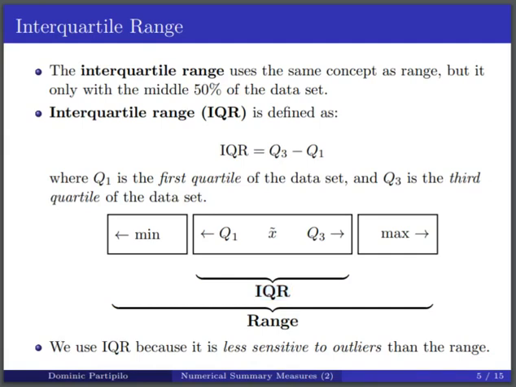By the way, I don't have it listed here, but this is actually called a 5-number summary, if you've ever heard of that. If you list out the minimum, the first quartile, the median, the third quartile, and the max, that's known as a 5-number summary. So if you ever hear of a 5-number summary, that's what they're talking about.